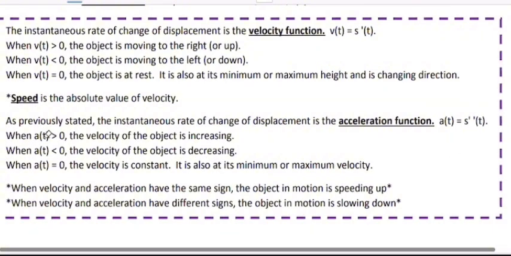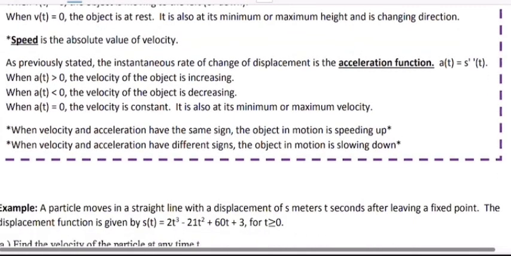And of course, acceleration at time t could be greater than 0, could be less than 0, could be equal to 0. When it is greater than 0, it is positive, it means the velocity is increasing. When acceleration is negative, it means it's decreasing. And when acceleration is equal to 0, the velocity is constant, and it's also where you can have a minimum or maximum velocity.